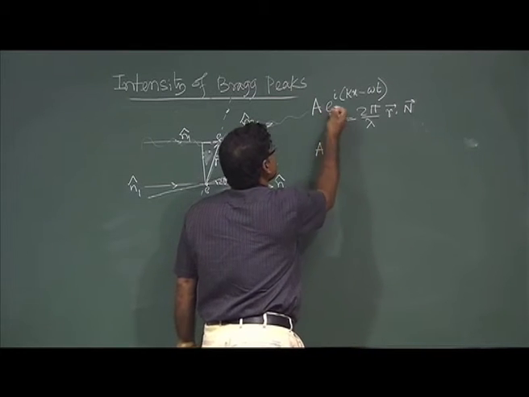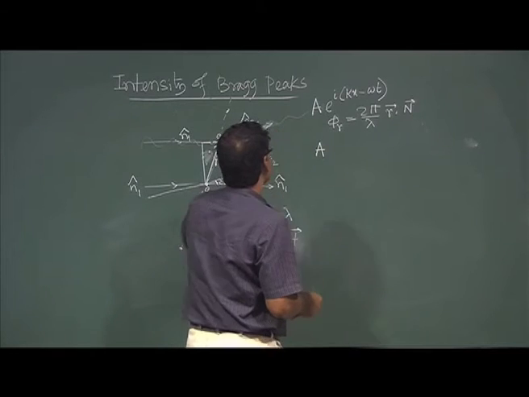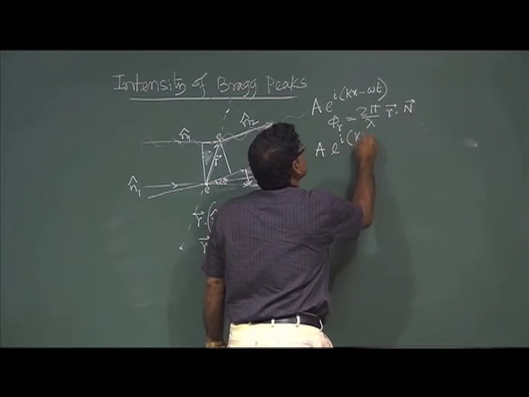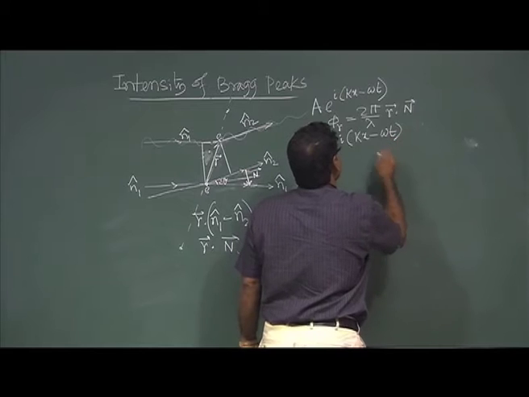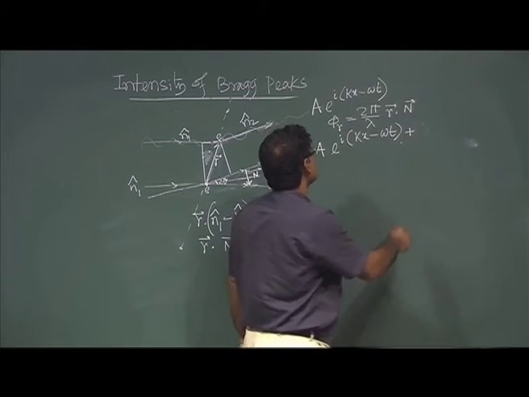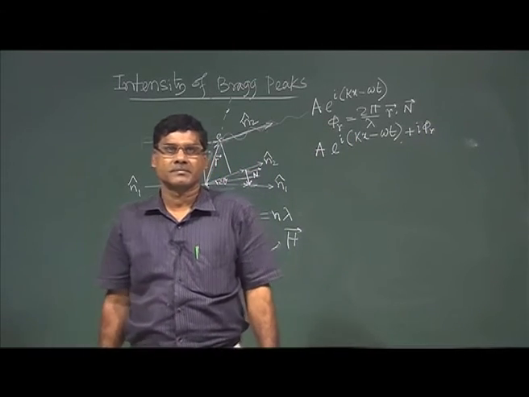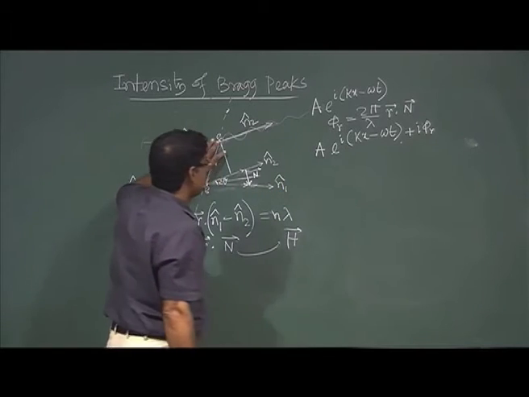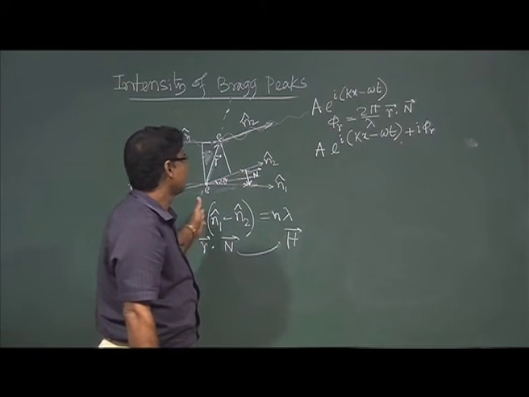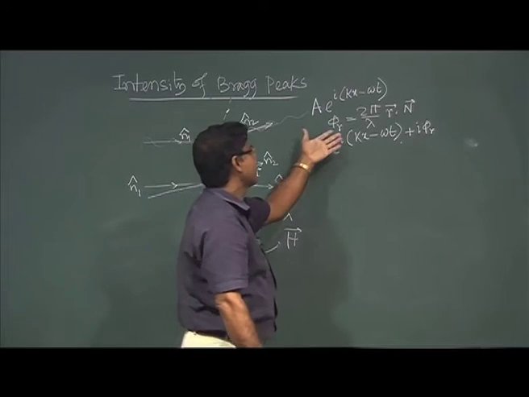Now, the resultant wave after diffraction will be a e to the power i kx minus omega t, and now an additional phase difference will be there, so i phi r, right. Okay. Now, because of periodicity, the others will have the same, similar phase difference between these, or it will have an integral multiple, right.